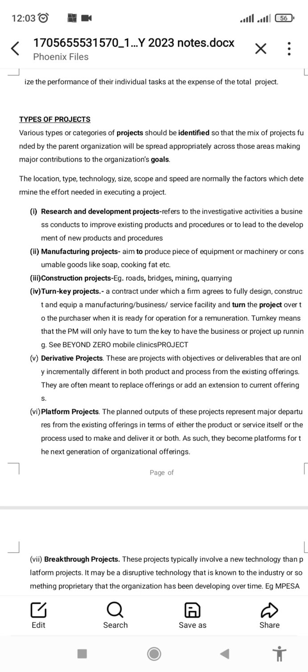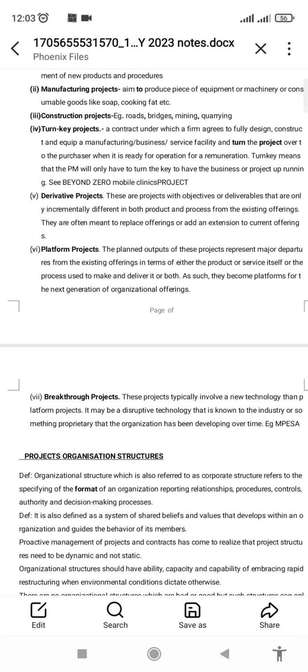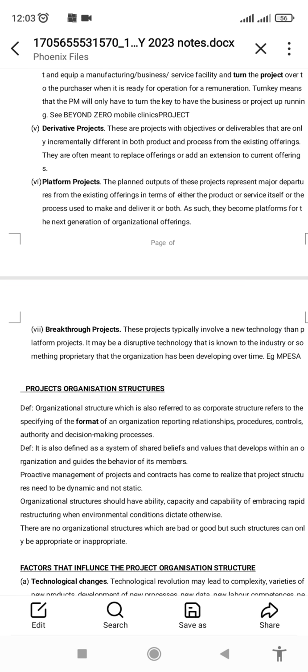So types of project, we've said research and development projects, manufacturing projects, construction projects, platform projects, derivative projects, turnkey projects, and lastly, breakthrough projects. And the good thing, you can just master the types of projects, and in an exam situation, you can use your own words to explain depending on your understanding.